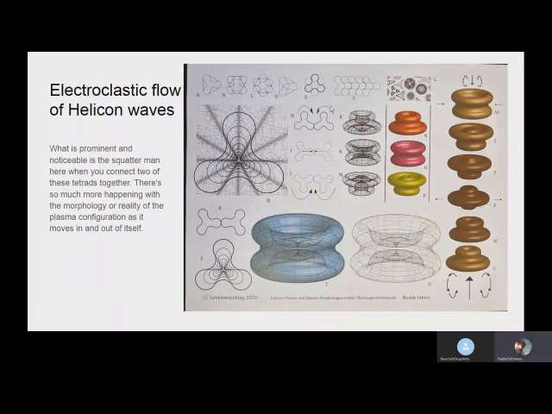interesting. We also have not really delved into the hexagon, but we've touched on it in many episodes on the electric view and the geometric view here. So there's so much more happening here with the morphology or rheology and the reality of the plasma configurations as it moves in and out of itself.